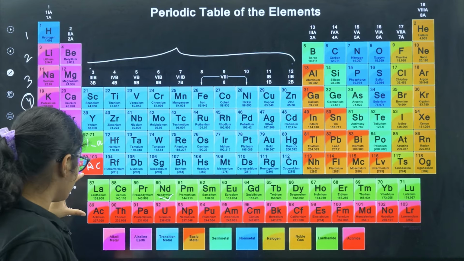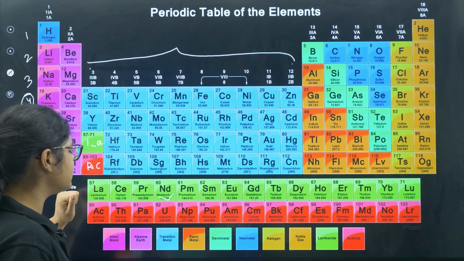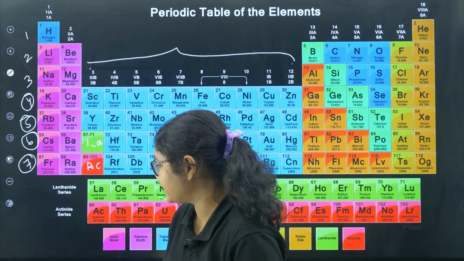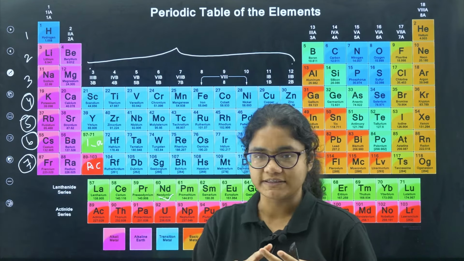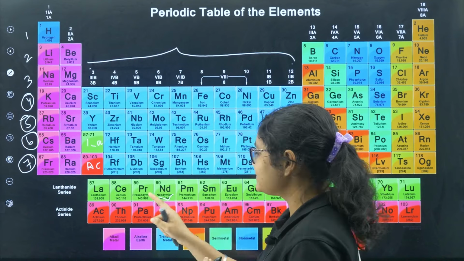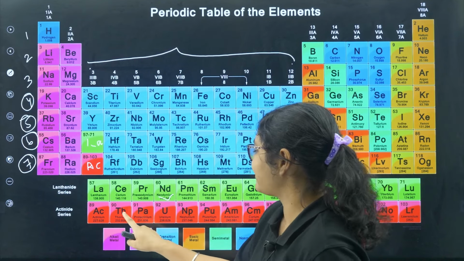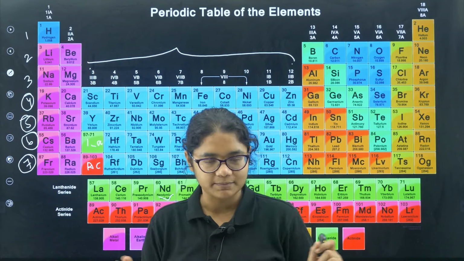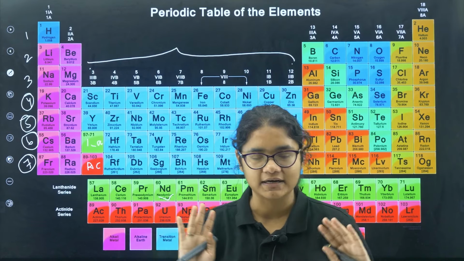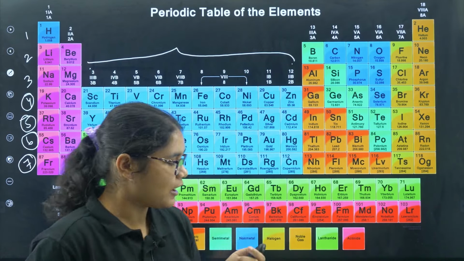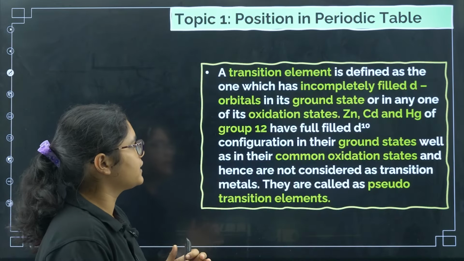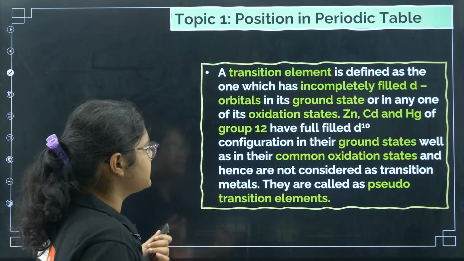Now coming to your lanthanides and actinides, they have a special position in the periodic table. They are present below the periodic table. Here we have 2 series, 4F and 5F. 4F starts from cerium to lutetium and 5F starts from thorium to lawrencium. Clear? I hope these things about the periodic table are clear in your mind. Now coming to next one, that is position in the periodic table, now we are discussing that only.